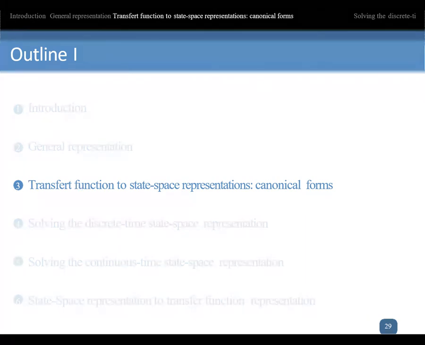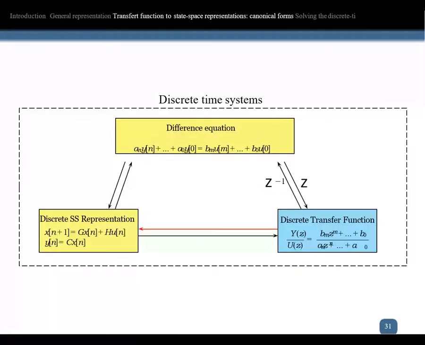The function to a state space representative or canonical form. In this figure that we saw together, we have discrete equations with the z transform. You can find the transfer function. With the inverse z transform, you can come back from the transfer function to the difference equations. We saw how you change the state space model to the transfer function and vice versa.